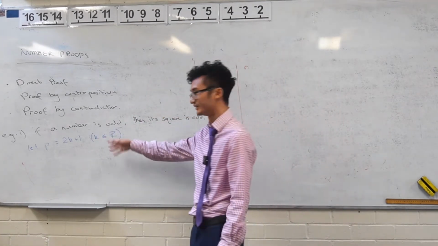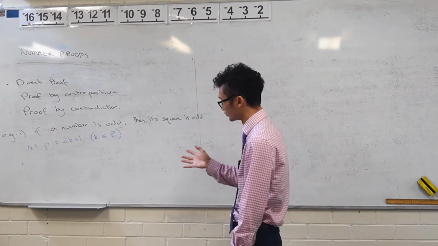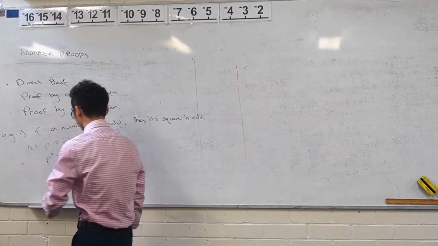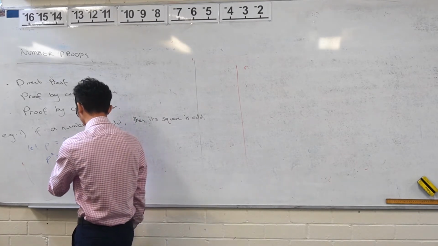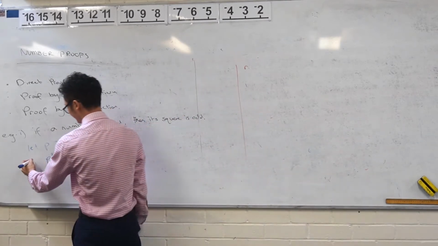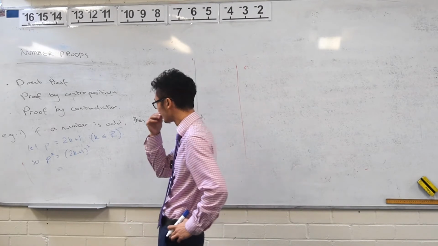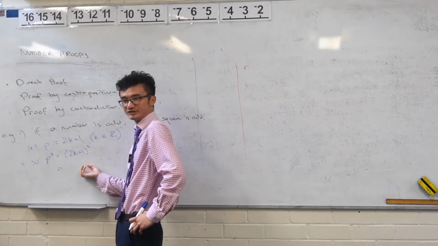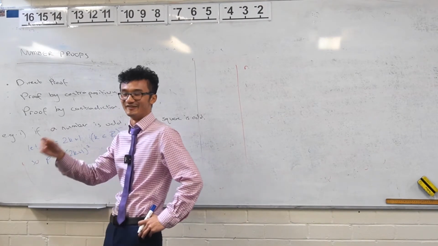So we're using the notation here, right? What I need to prove is that the square is also odd. So what would be p squared in this case? Well, that would just be that whole thing all squared, 2k plus 1 all squared. Where can we go from here? How do I show that this is odd? Well, I don't have many options. What can I do with this, really?